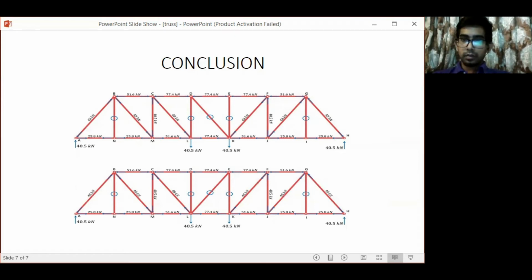And over here we can see each section has forces. And as I mentioned, the circles are where there are no forces. So this is my presentation, and thank you very much, and I hope you liked it.